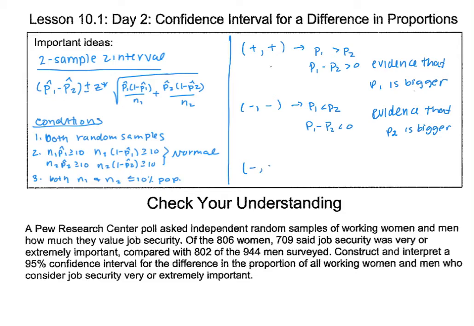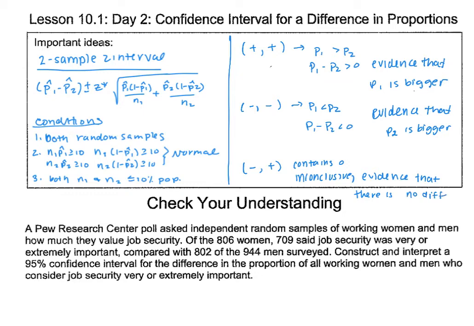And then you have negative, positive. If you have negative and positive, that contains 0. So you would either say inconclusive, or you could also argue there's evidence that there is no difference.